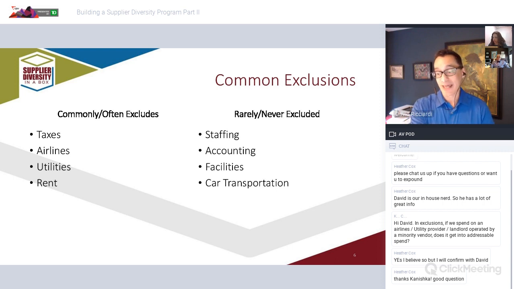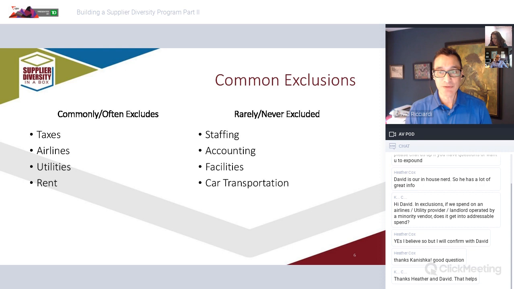Conversely, on the other side, things that are rarely or never excluded, staffing companies fall into that. There's a lot of diverse staffing companies that are out there in the market. Very often accounting firms, you can find diverse options there. There's a lot of facility management companies that are diverse owned and operated. And car transport is another example, different than airlines, where there are no diverse airlines, but there are a lot of car transports, black cabs that you can pick up in a number of cities. Some of them are even national, that you can utilize on an enterprise basis.